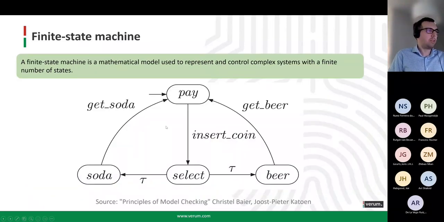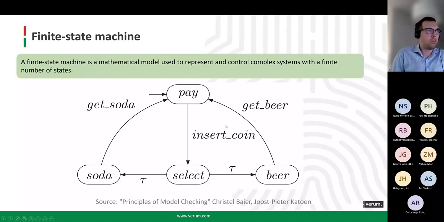Just to remind, what is a state machine? Basically, a state is something the system can get into, and it can change the state depending on what is happening. So we have a really simple vending machine. When we start our interaction, it's in the pay state. When we insert the coin, it moves to select, and we can choose, let's say, click soda or click beer. It gets to the dispenser mode and goes back to pay.